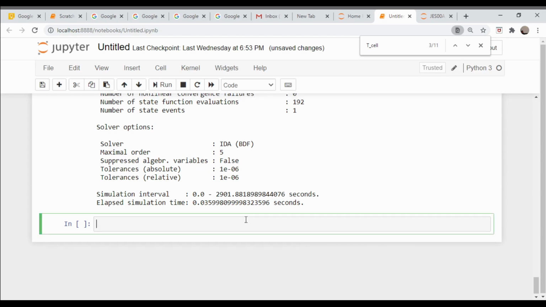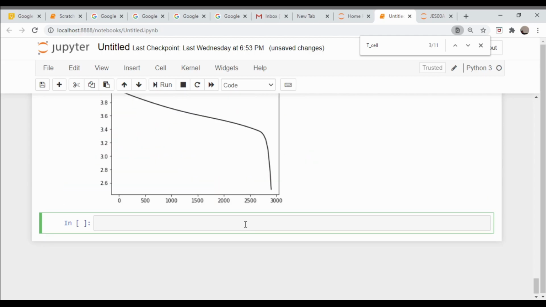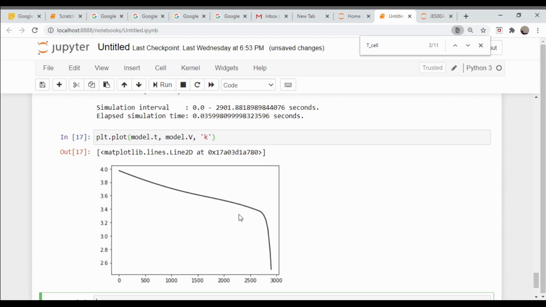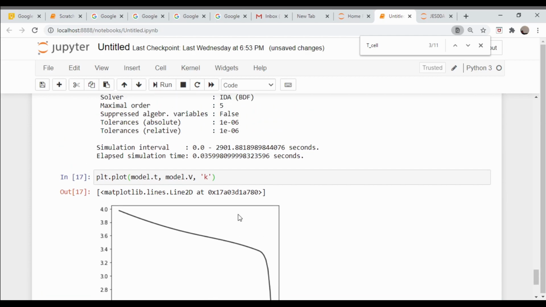So far so good. Let's just plot this to make sure we are getting reasonable results. plt.plot model.t, model.v, and we'll make it a black line. Excellent. Looks good. Cutoff happens at 2.5 volts as we thought. Okay, well, now let's go on to the curve fitting part.